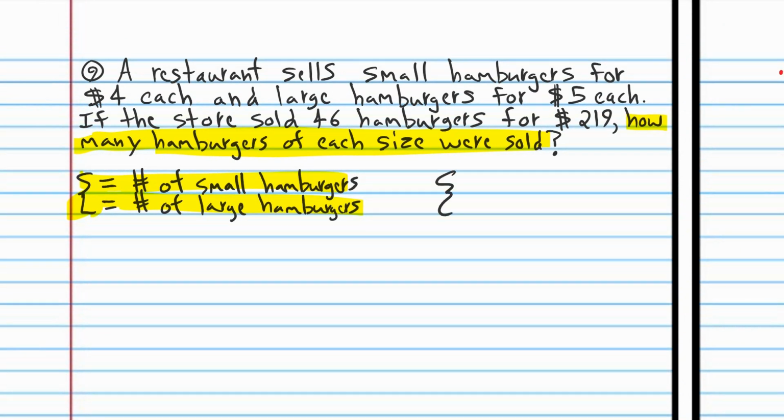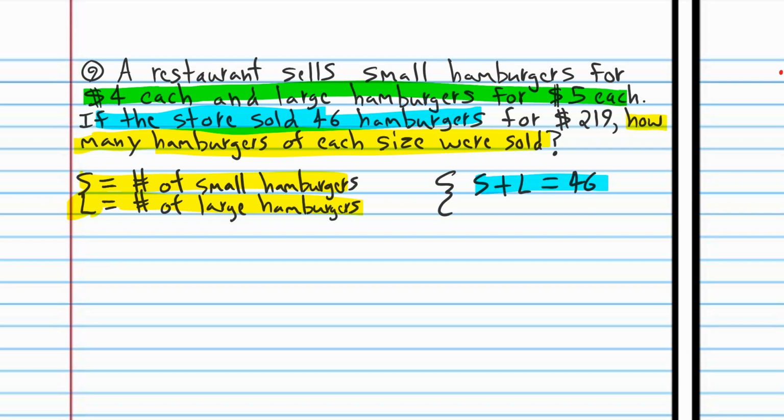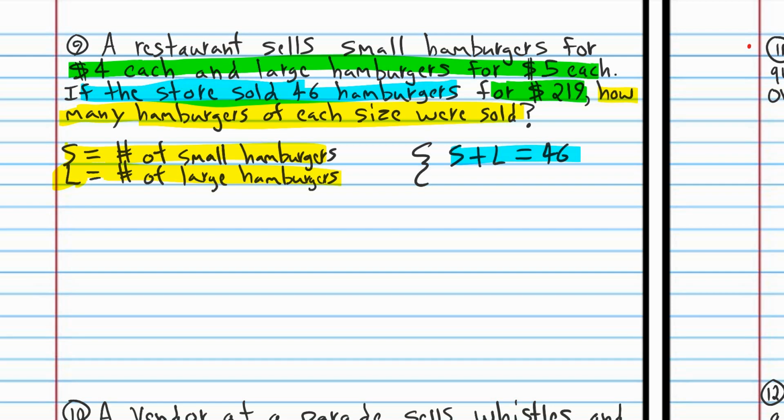And so now we come up with the easy equation. Is there an easy equation? 46 hamburgers. That's the easy equation. So the number of small hamburgers plus the number of large hamburgers that they sold is 46. Now we do the hard equation. That's going to require this information and also the amount of money that they made. So that's going to be 4s plus 5l is equal to 219.